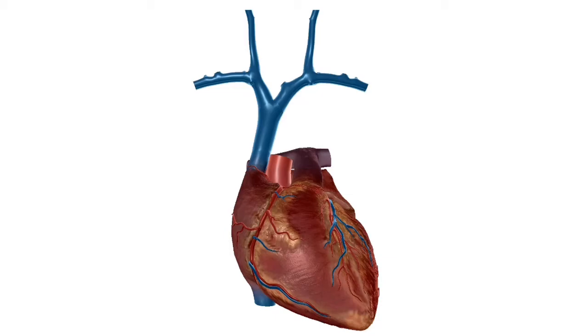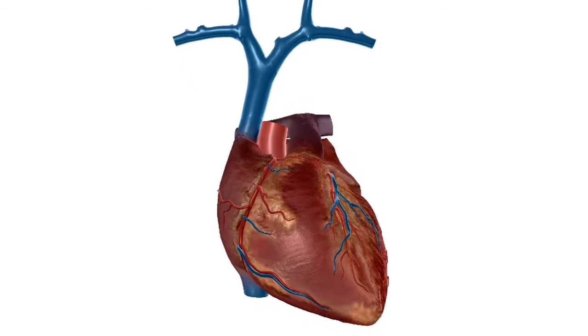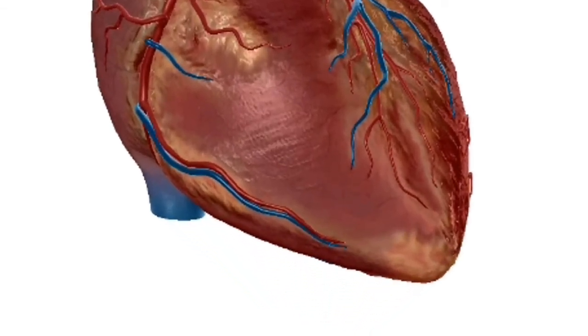Next one is the inferior border. Here is the inferior border. It is sharp and it separates the sternocostal surface from the diaphragmatic surface. This border is accompanied by the marginal branch of the right coronary artery and its corresponding vein, the artery in red color and vein in blue color.